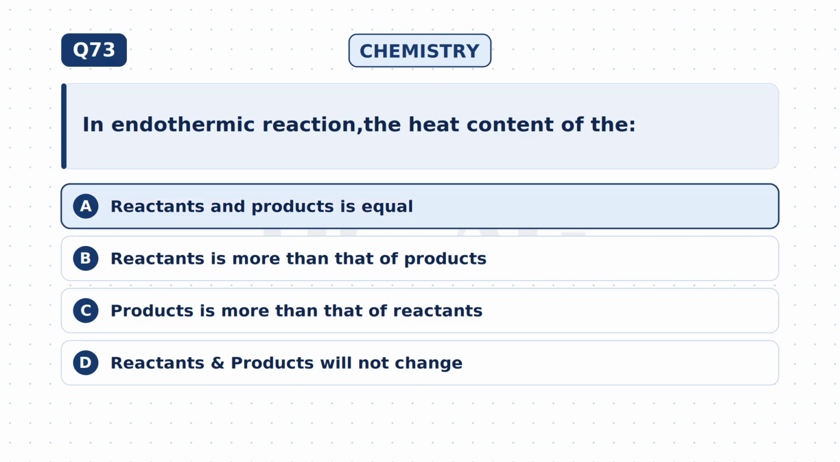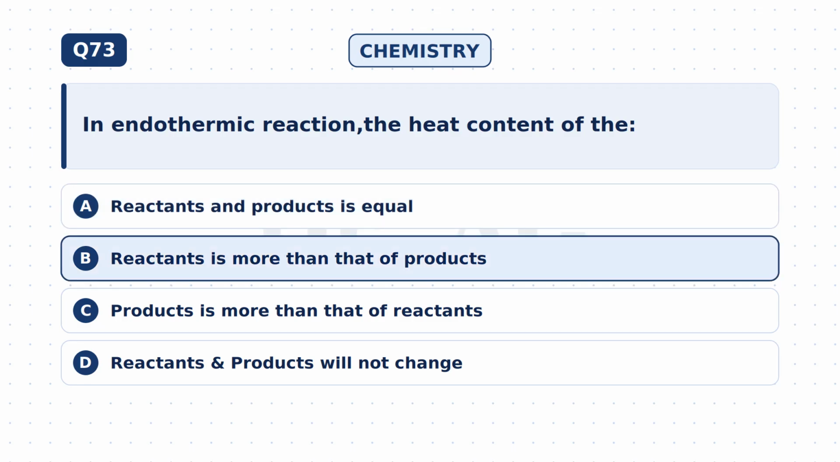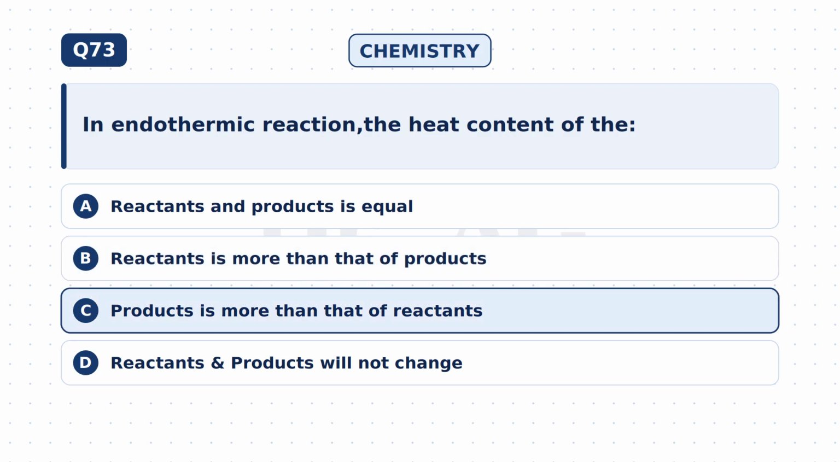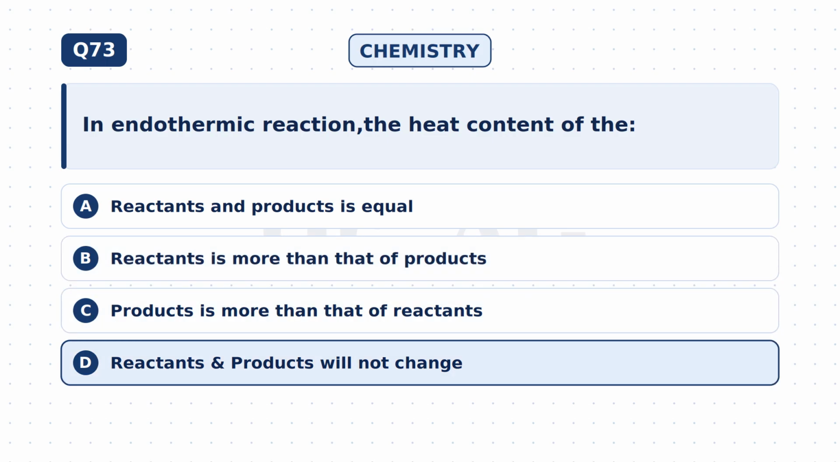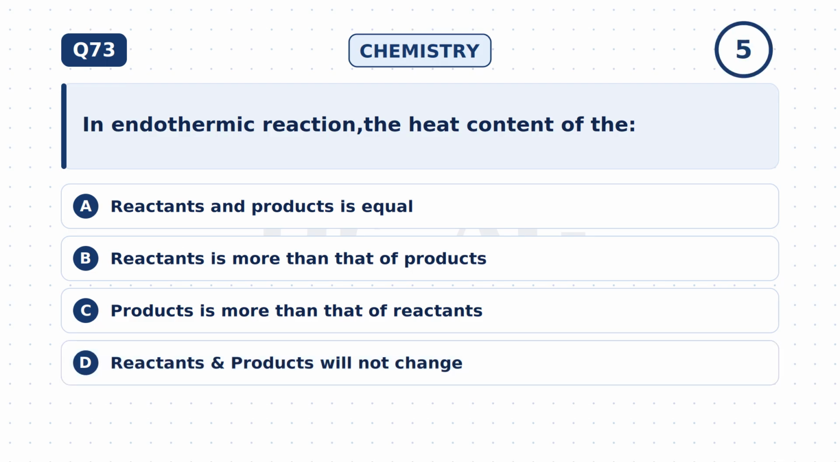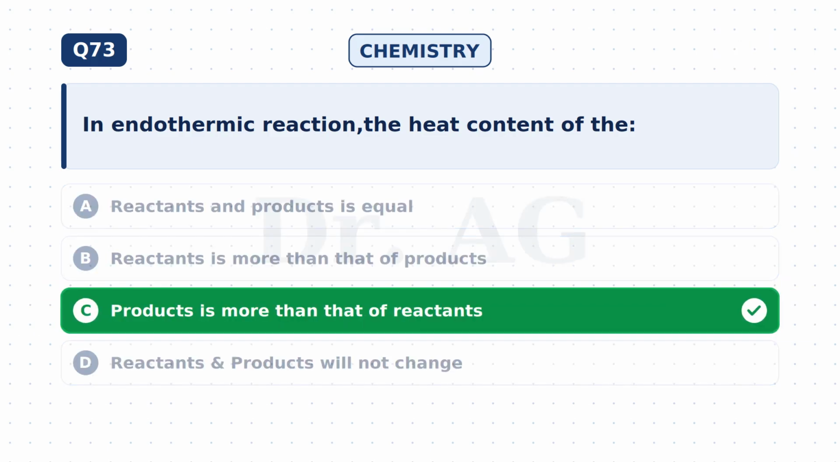Option A, reactants and products is equal. Option B, reactants is more than that of products. Option C, products is more than that of reactants. Option D, reactants and products will not change. The correct answer is C, products is more than that of reactants.